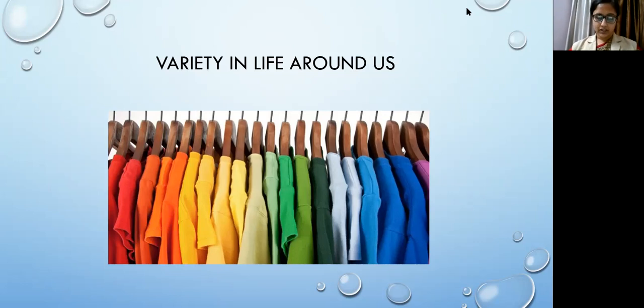There's a variety of people. Also, there's a variety in goods that we use in our daily life. For example, see, a picture is there on the screen, so what does it mean, what do you understand by seeing this picture? There are so many clothes, so many t-shirts are there on the hangers, and they are of different colors, we can see many colors. So see, this is a variety that we are wearing different colored clothes in our daily life.